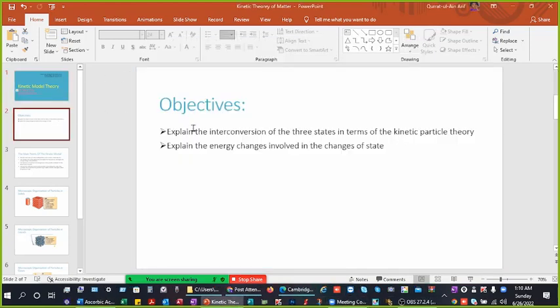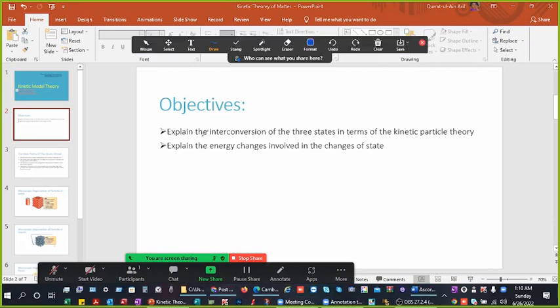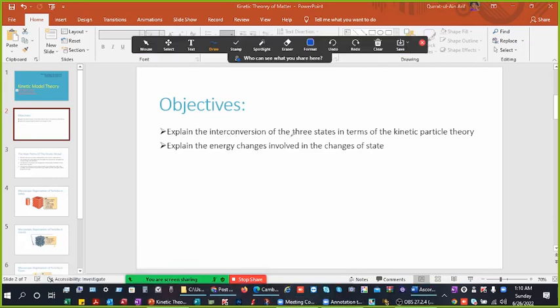The lesson objectives which we are going to cover today are: explain the interconversion of the three states of matter in terms of the kinetic particle theory, and explain the energy changes involved in the changes of states. These energy changes we are going to explain with the help of the kinetic particle theory.